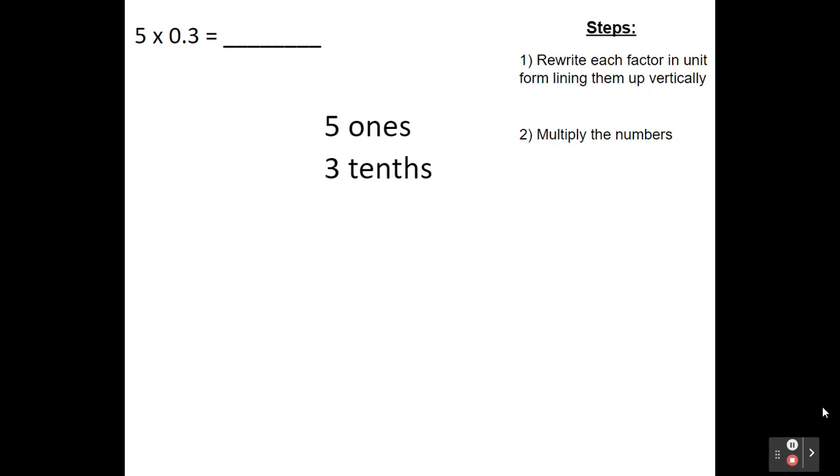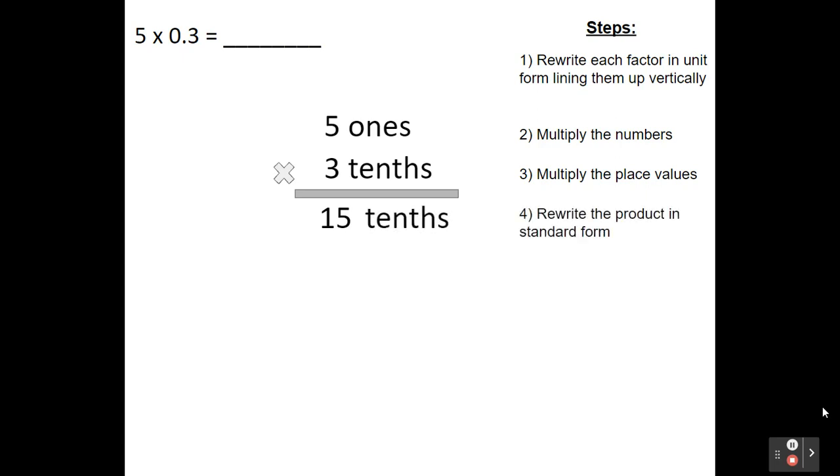Let's start by multiplying the numbers. 5 times 3 is 15. Now we can multiply the place values. Ones times tenths. Well, we know that anytime we multiply anything by ones, it's always the other factor. So ones times tenths is tenths.